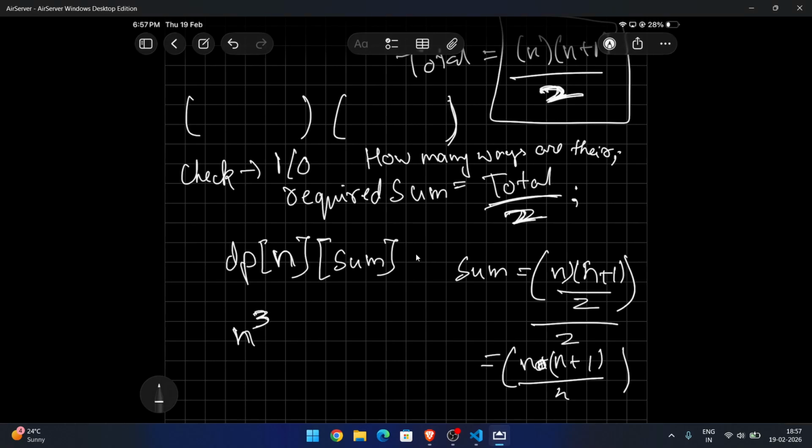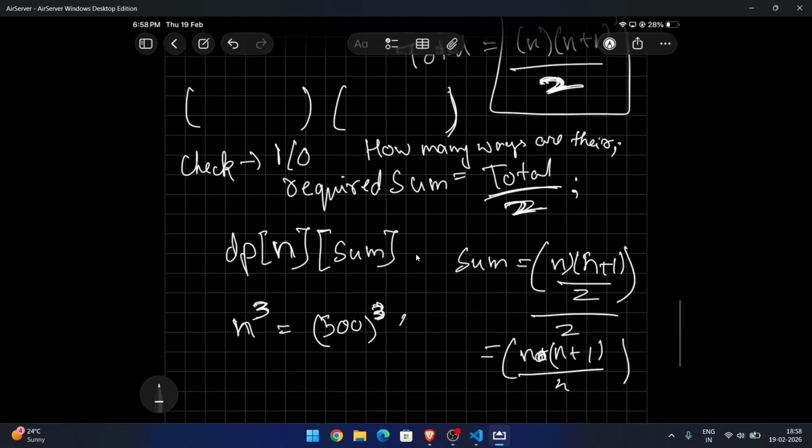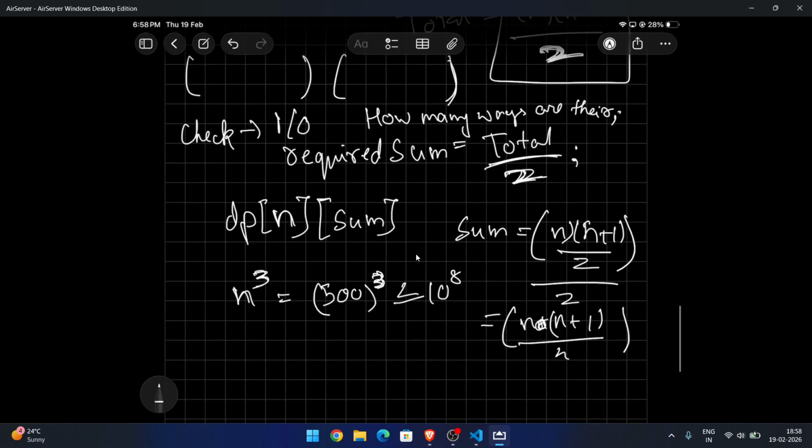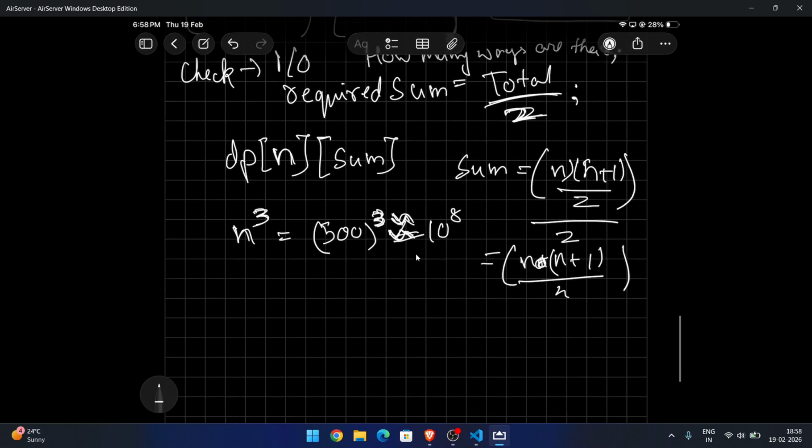Okay, so it would be around 500 to the power cube. So this is less than 10 to the power 8, nearly not less than, somewhat similar to it. So it will run. Okay, so that was this problem. Okay, let's code.